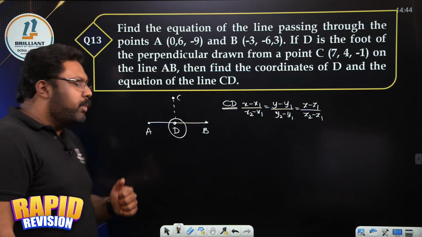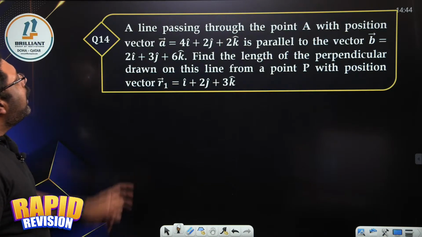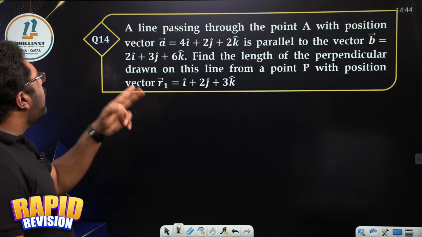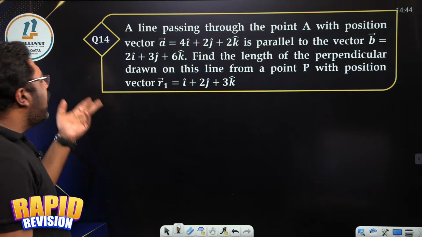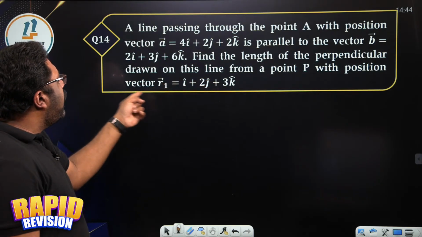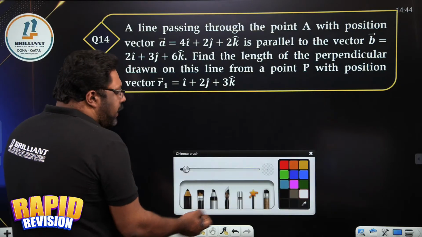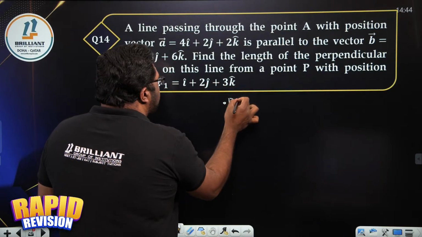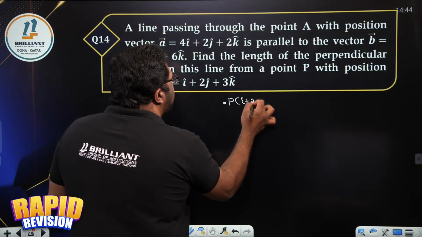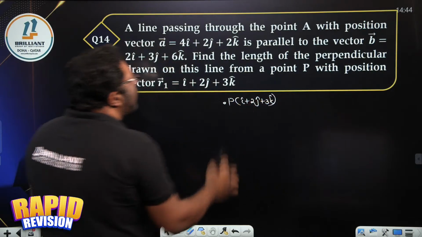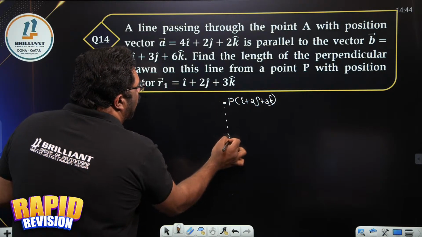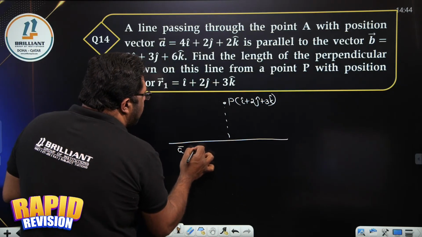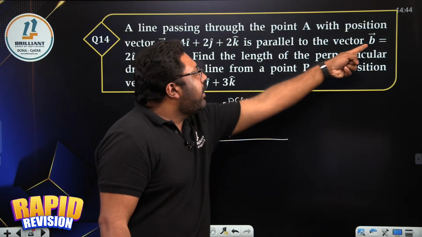A good question for your boards. A line passing through the point A with position vector is parallel to the vector B. Find the length of the perpendicular on this line from a point P. So instead of giving you the coordinates, they are giving it in vectors. So you're trying to find this, which is I plus 2j plus 3k, and the perpendicular drawn from this onto this line, which has A vector and B vector. This is the A vector and this is the B vector.